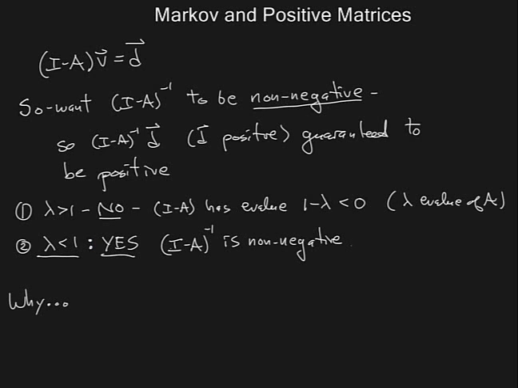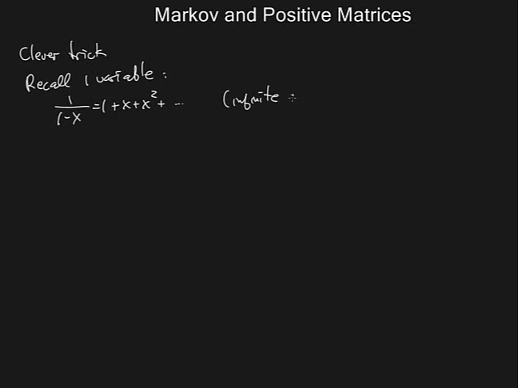And this is kind of cool why this holds, so let's look at that. It's a very clever trick to see this. So I'm going to remind everybody about an identity from one variable. 1 over 1 minus x has this power series expansion. And this is an infinite series.